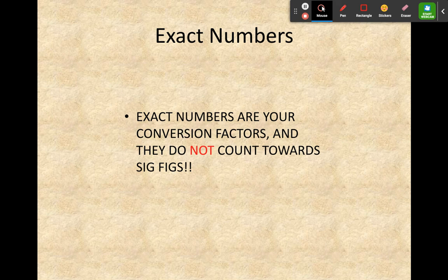Exact numbers are your conversion factors, and they do not count towards sig figs. So your given information will count towards your sig figs, but none of your conversion factors will in these problems.